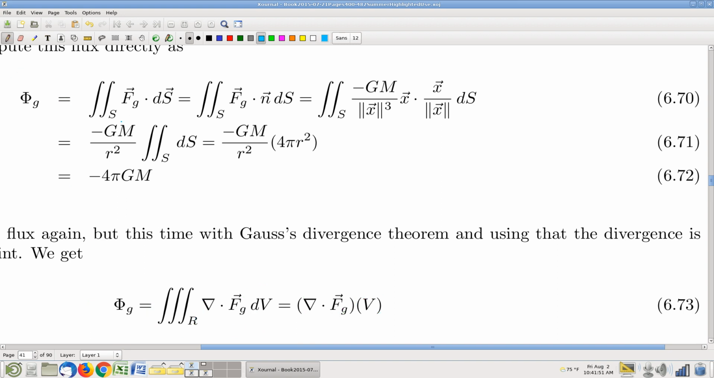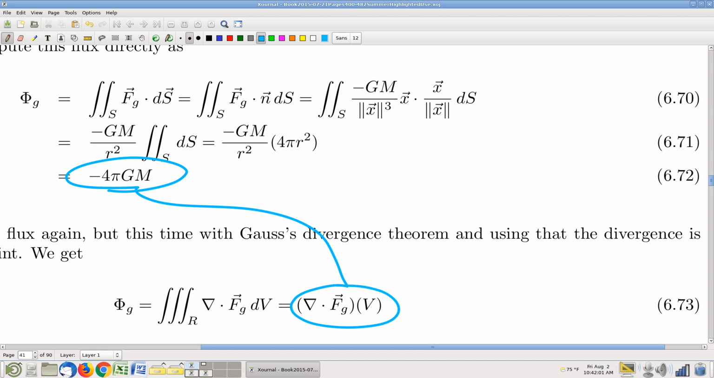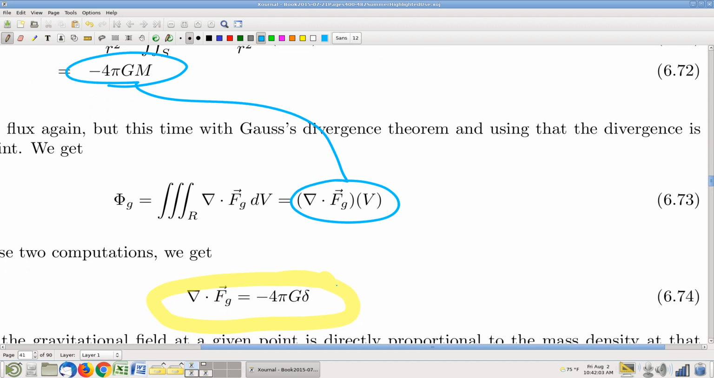So this flux that we've just calculated, we computed the same thing two different ways. That means that these two answers are equal to each other. Solve for divergence, and we're done. Divergence is, you take the negative 4 pi G M and divide by the volume. Mass divided by volume gives you density.